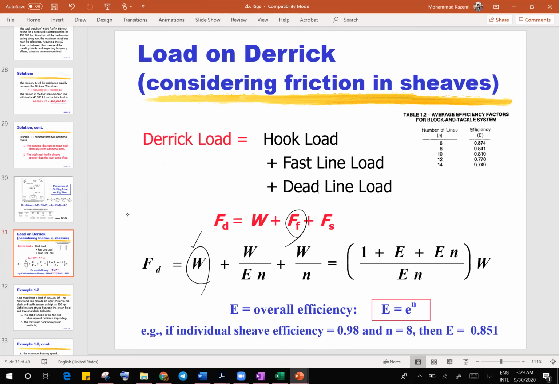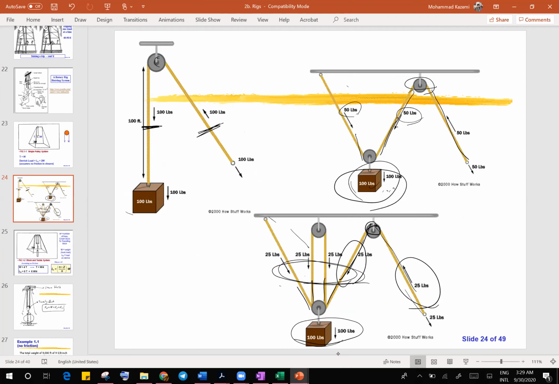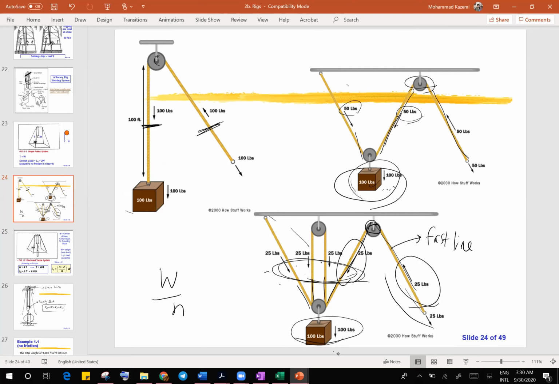And the fast line force is calculated based on W over N, right? Remember, again, this example, this is 100 over number of lines. So W over N, that is the fast line force. And your fast line is here, actually. This is your fast line, which you are trying to do. So it's a function of number of lines that are lowering or raising that weight, right?